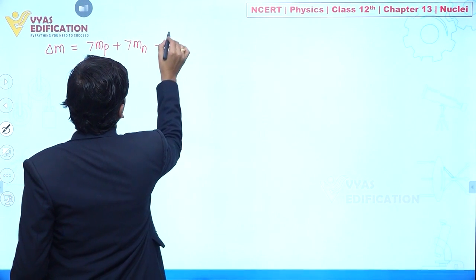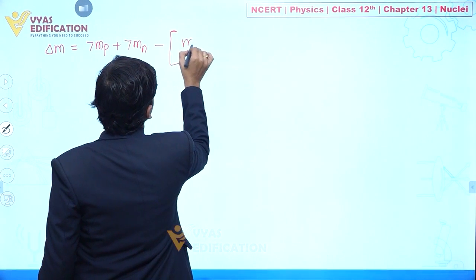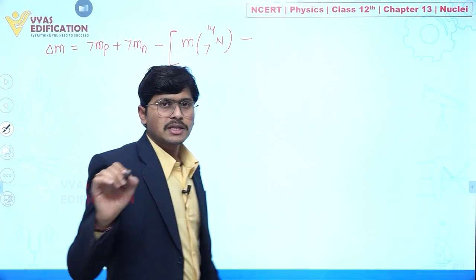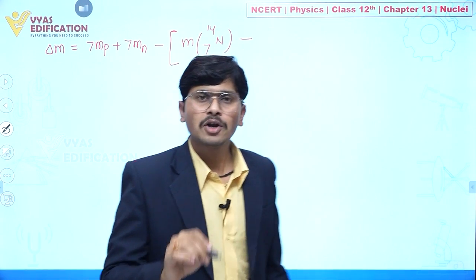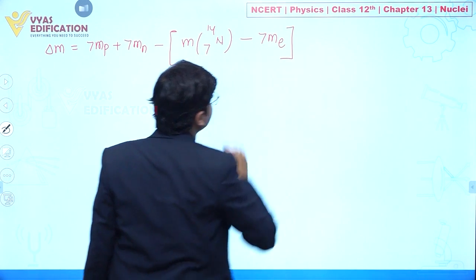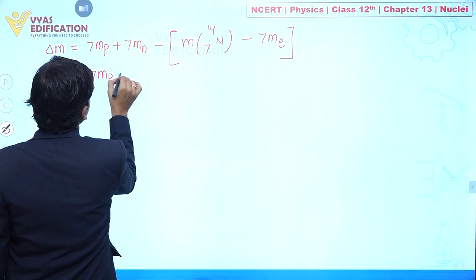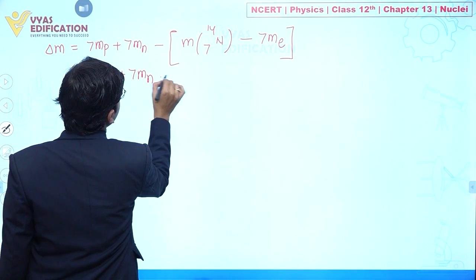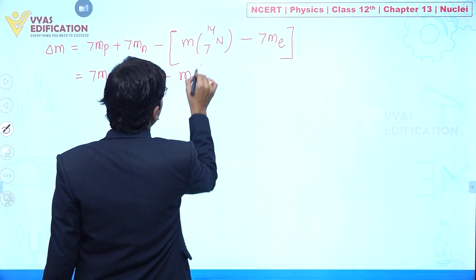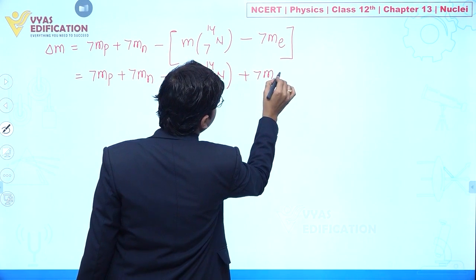Clear? Now minus, now I can write like this, this is the atomic mass of 7N14. Clear? Minus the number of electrons, which is equal to the number of protons. So now we can write like this, this is 7 times Me. Yes or no? So now we can write it like this: 7 Mp plus 7 Mn minus the atomic mass of nitrogen 7N14 plus 7 times Me.